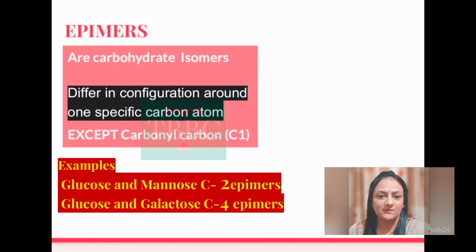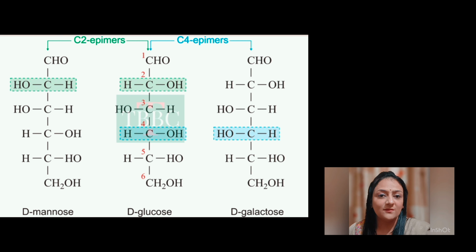Now what are epimers? Epimers are also isomers, but the difference between the two is that epimers differ around one specific carbon atom. Remember that this carbon atom should not be the first carbon, meaning it should not be the carbonyl carbon.